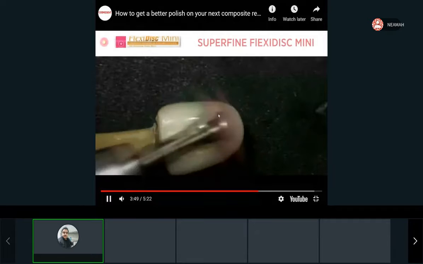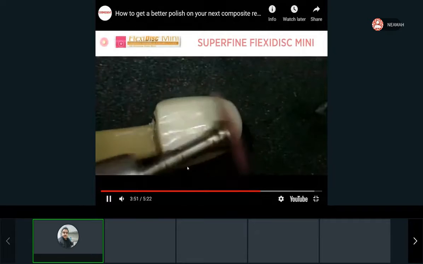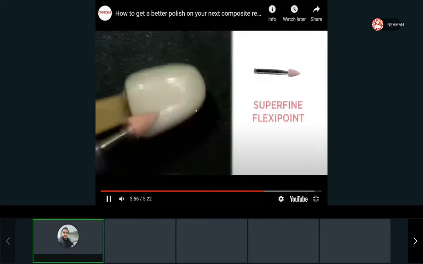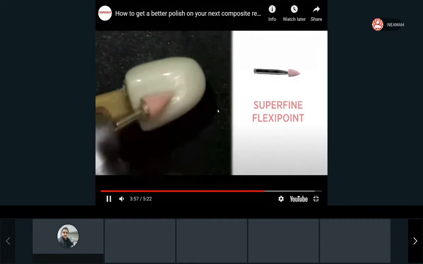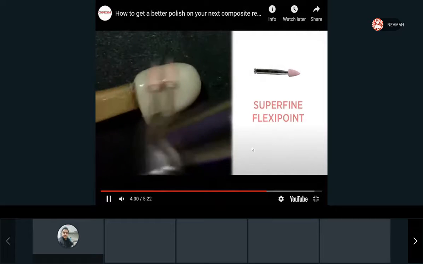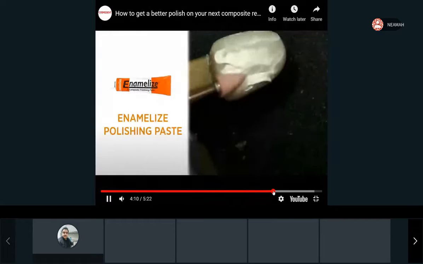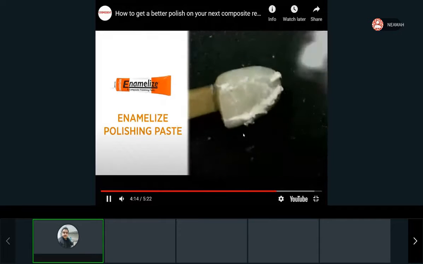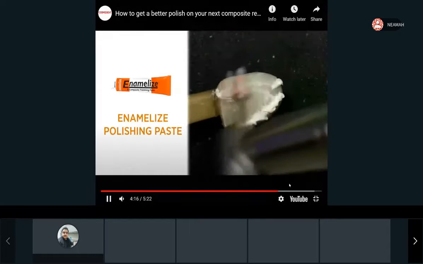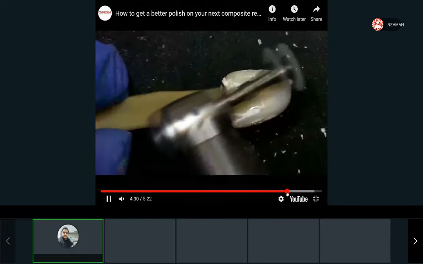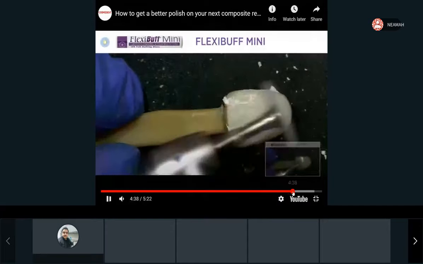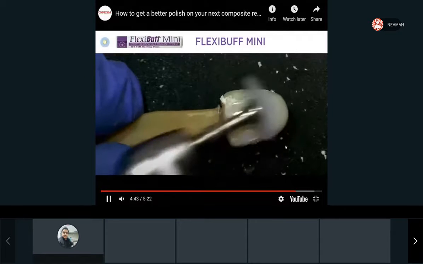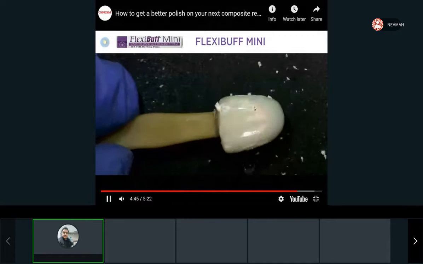And you can see now the luster, it's coming up, right? It's really looking nice. Are they using a pointed burr or disc? And now they're using a paste, specifically for composite, to polish composite. Another disc, that's like a puff disc. And you can see it's really, really looking nice.